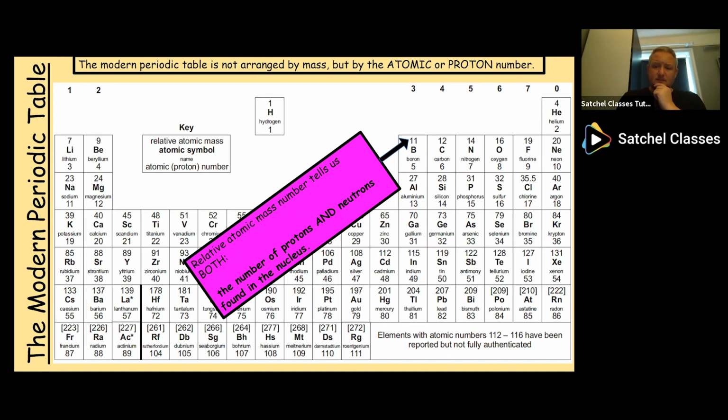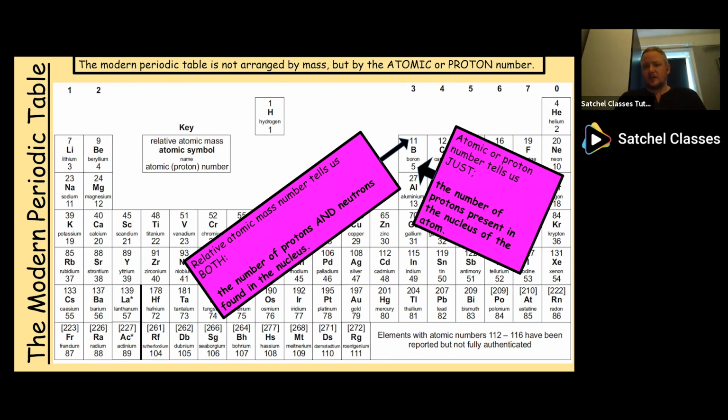The relative atomic mass number, the number on the top, tells us the total number of protons and neutrons present in the nucleus. It doesn't allow us to work out how many of each one. It just tells us that there is a total of 11, for example with boron, protons and neutrons in its nucleus. But the bottom number, the atomic number or proton number, just tells us the number of protons present in the nucleus of the atom. So at this point, I've got 11 particles in the nucleus, 5 of which are protons.